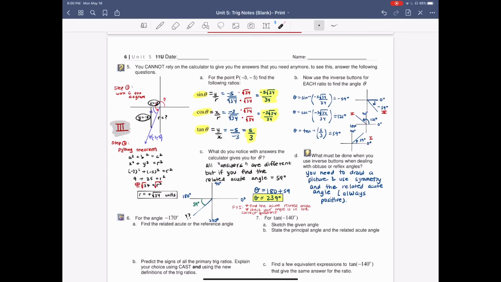And so you're not working purely from this reflex angle, which just means an angle larger than 180 but less than 360, but you're working with that related acute angle. So you need to draw a picture and use symmetry and the related acute angle and make sure it's always positive. Related acute angle is always positive. Notice I didn't take the negative 59, but I took it as 59 degrees.